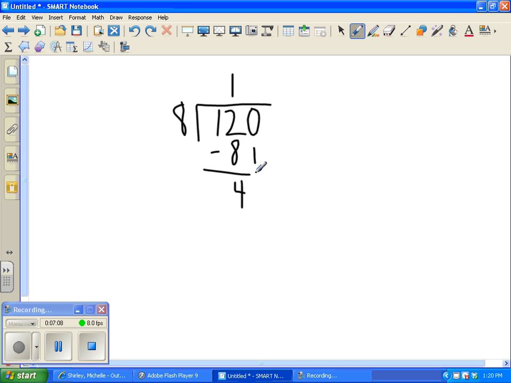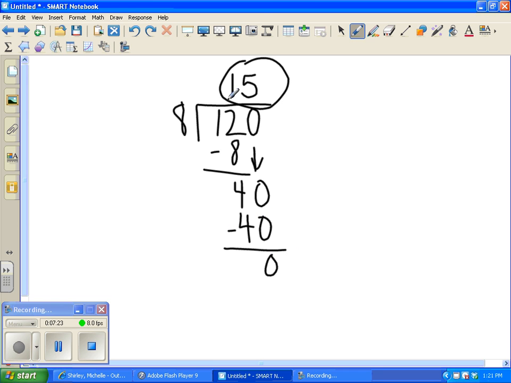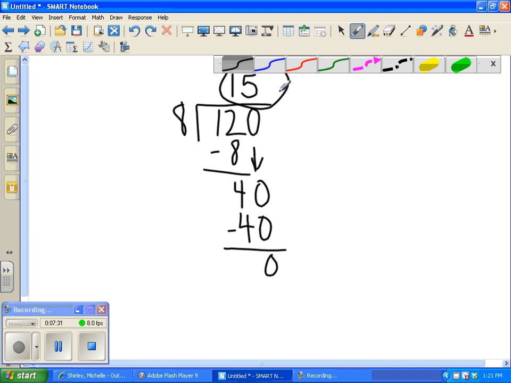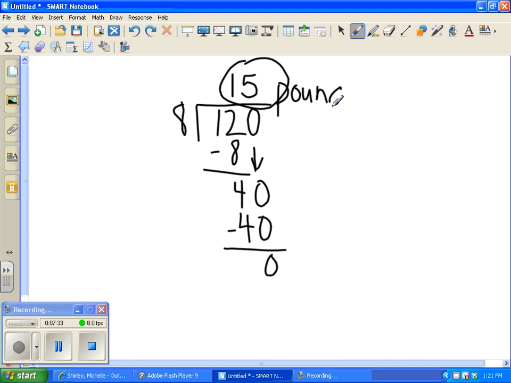Subtract. Bring down. How many groups of 8 could I get out of 40? 5, because 5 times 8 is 40. Subtract. There's nothing left to bring down. This is my answer. Let's see how I should label it. How many pounds of lettuce does the rabbit eat in 4 months? The answer is 15 pounds.